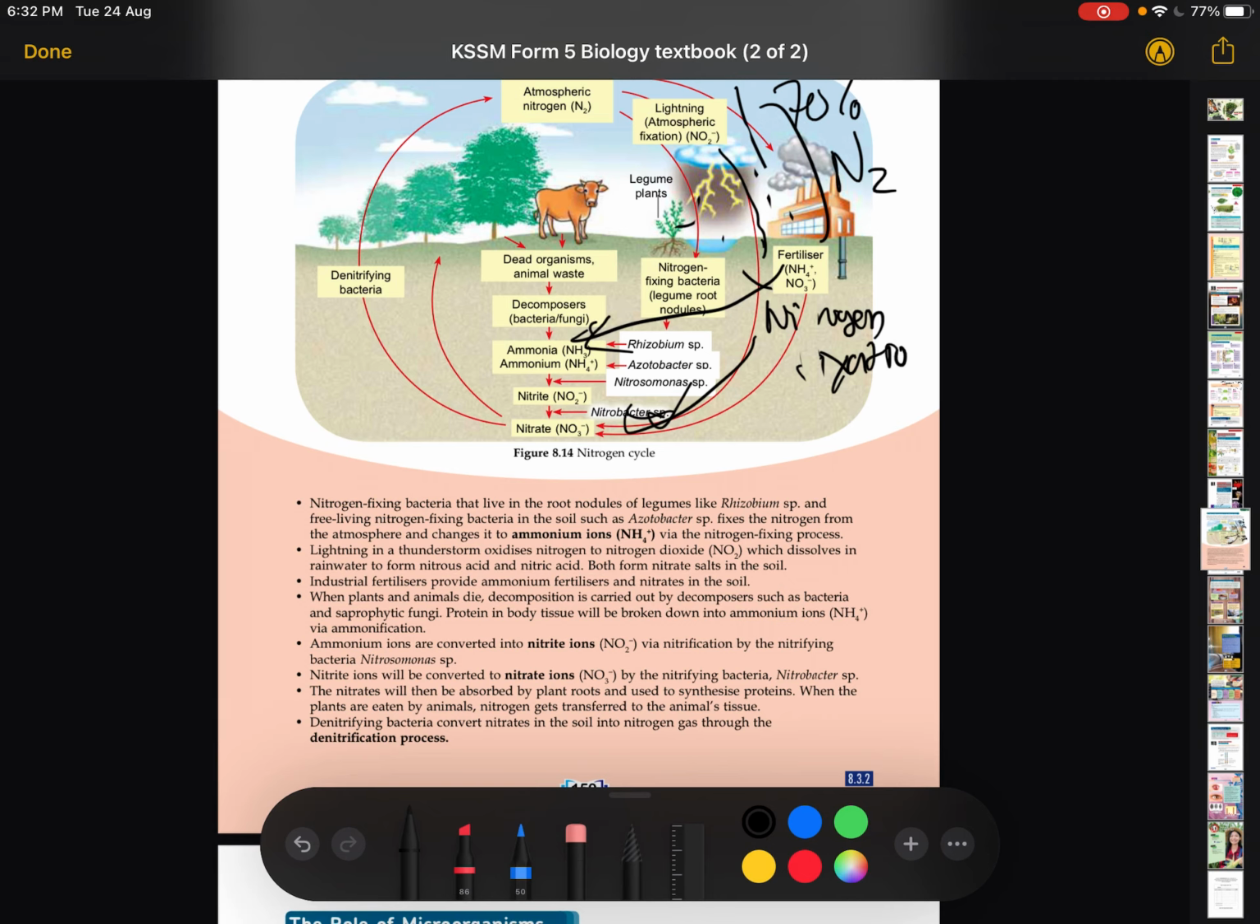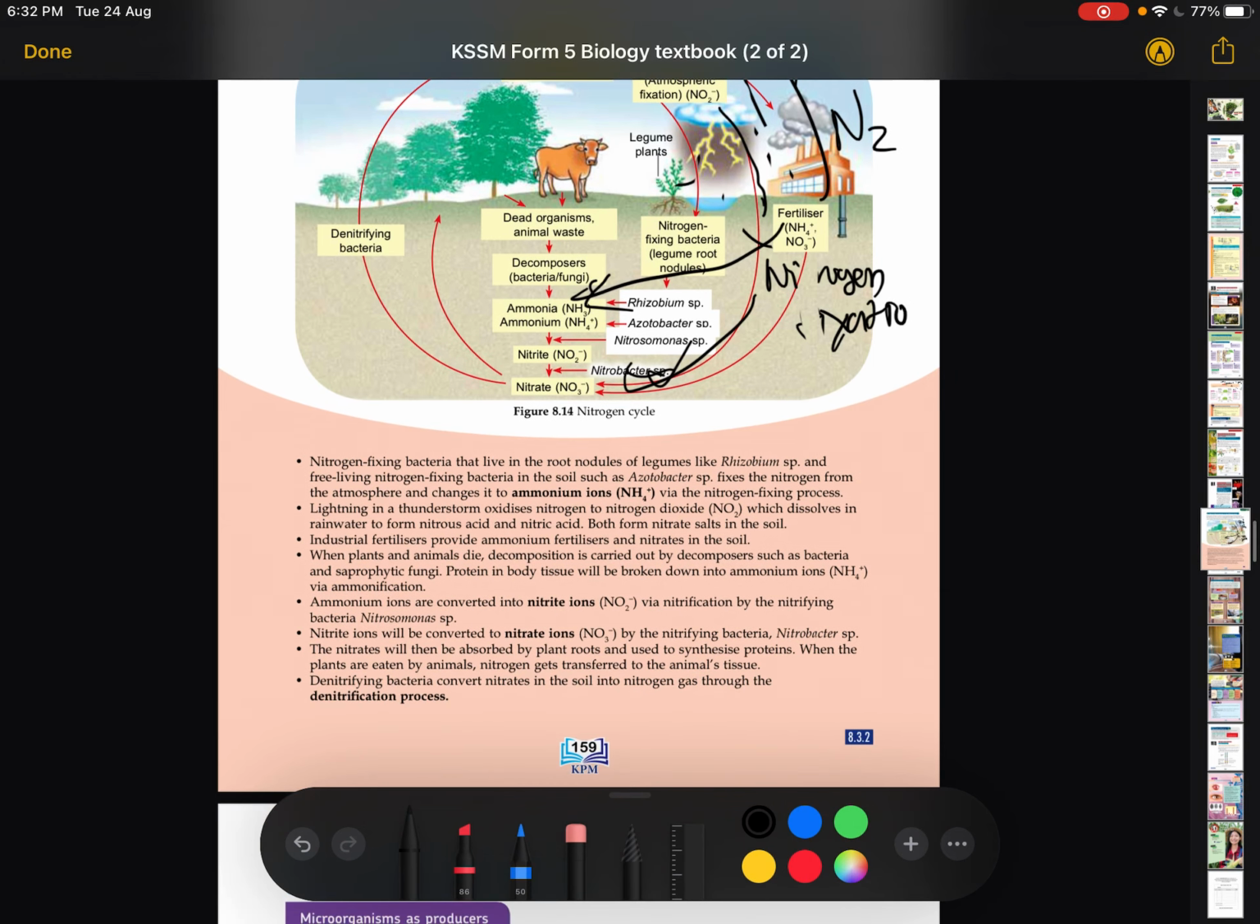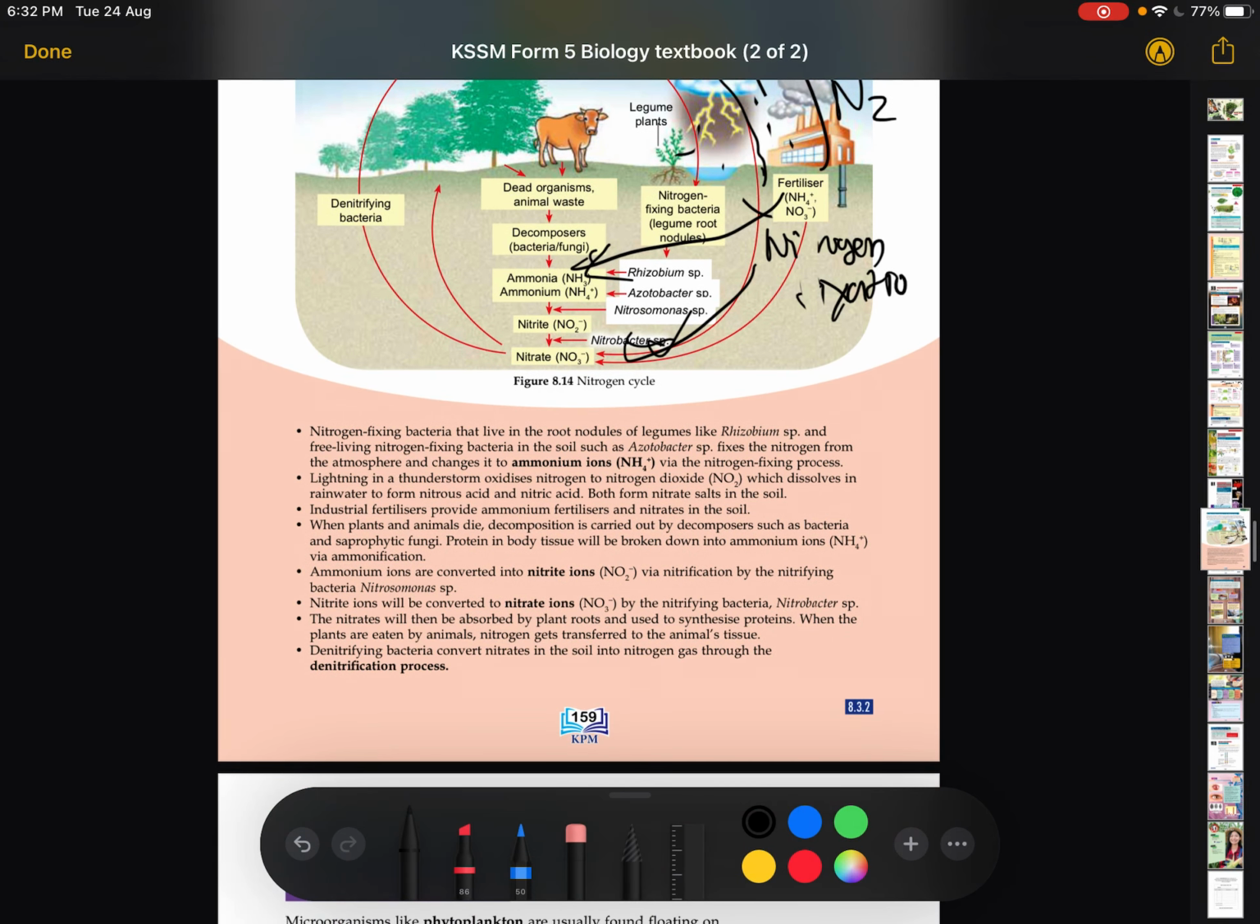And then when you die, you contain some nitrogen. So the bacteria or fungi will decompose them into ammonia or ammonium. And after they decompose it into ammonia or ammonium, then the nitrosomonas will further decompose them into nitrite ions, and then the nitrobacter will convert them into nitrate ions. Remember to put the sp. The sp means species. You have to put it down. I'm just not saying it because it's easier.